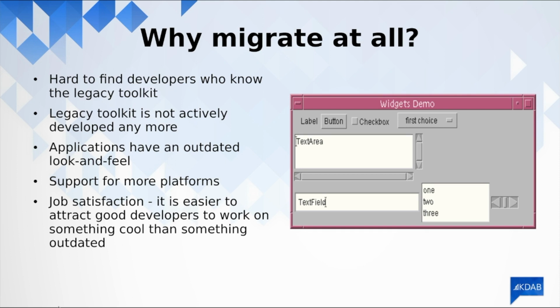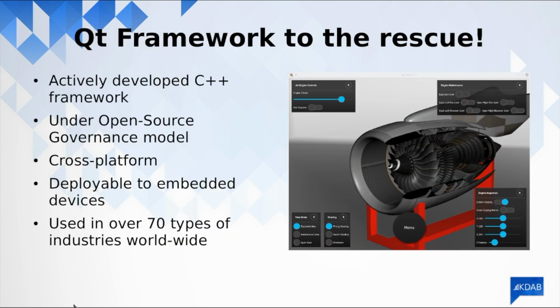The toolkit's way of rendering the application's user interface may feel out of date since it hasn't kept up with latest evolutions in user experience design. Or you're just looking out for supporting more platforms in the future, something your current toolkit just doesn't provide. It is also quite clear that it's way easier to attract developers supposed to work on something modern than on something using outdated technologies. But here's the Qt framework to the rescue.